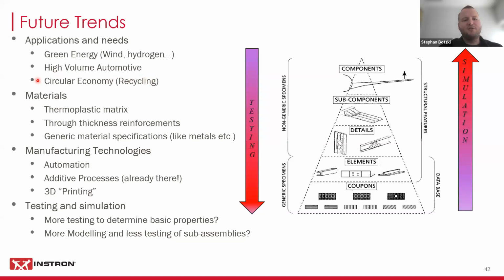Recycling is a big trend. Every few weeks I feel like there's something in Composites World where somebody is recycling materials. Through thickness reinforcement, so you're going to go 3D with your fiber orientations. Generic material specifications might be something that we're going to see in the future where you have grades of composites. Right now, it's really up to each manufacturer, and there are no general grades that you can buy. Same then with 3D printing. We're already doing additive processing more or less, more automation in the manufacturing, and then for the testing, probably going to do more modeling versus less testing. Maybe, who knows? We'll see, right?